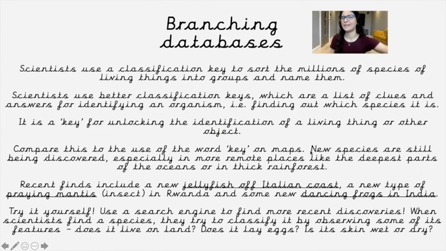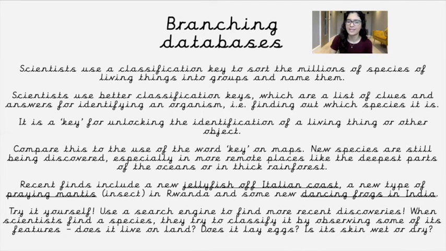Now, a branching database then, key word here. So scientists like to use a classification key to sort the millions of species of living things into groups, and they name them. So scientists use classification keys, which are a list of clues and answers for identifying an organism, finding out which species it is. So there are 2 ways that scientists use a key in order to sort animals out, in order to make it a lot more clear for us which animals are invertebrates, which are vertebrates, which are fish, which are reptiles, which are mammals.